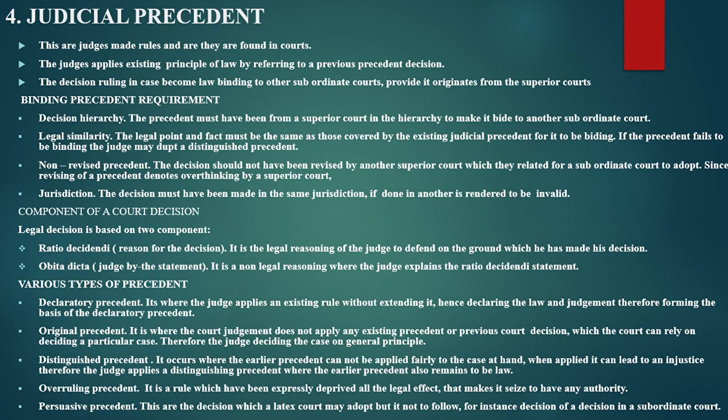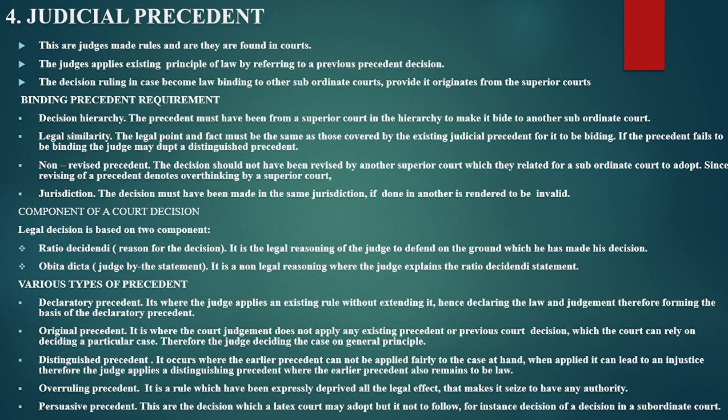Another classification, another source of the law, is the judicial precedent. Judicial precedent acts as another source of the law. These are judge-made rules, and they are found in courts. The judges apply existing principles of law by referring to previous precedents or cases which have already been made, which are now referred to as precedent. The decision ruling in the case becomes law binding to another subordinate, provided it originates from a superior court. So, some subordinate courts uphold precedent from other superior courts or apex courts.